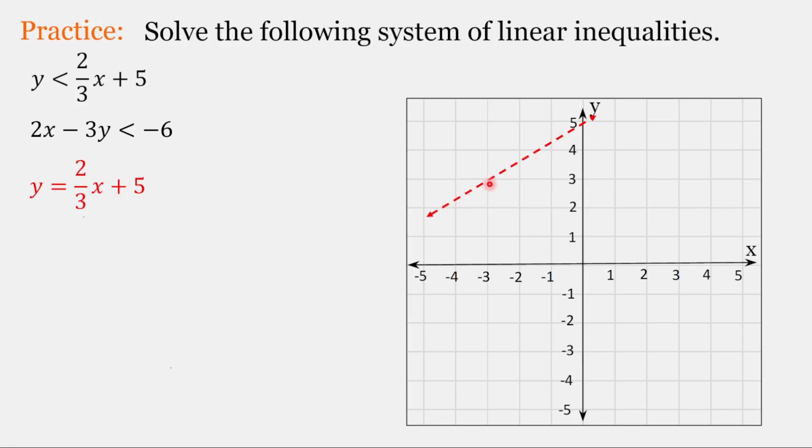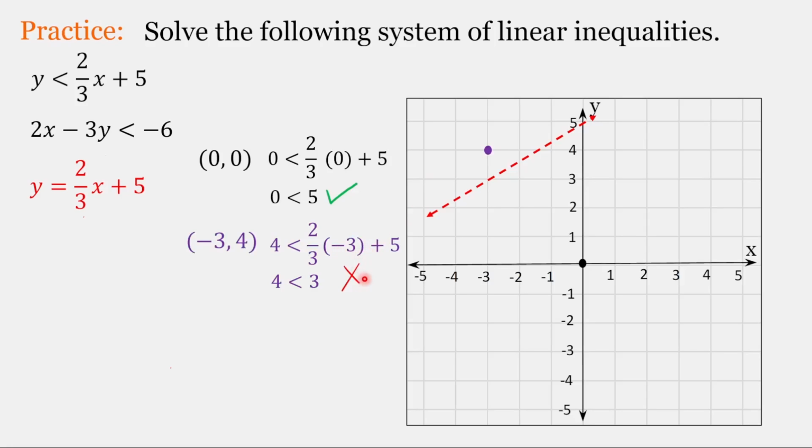Now we need to determine which side to shade. Again, I like to select that origin, 0, 0, and test that point. We end up with a true statement when we test the origin. But let's go ahead and test a point on the opposite side as well. We'll do negative 3, 4. Again, that does lead to a false statement, as expected. So we're going to shade down and to the right of this first boundary line.